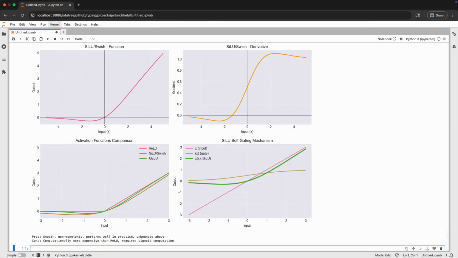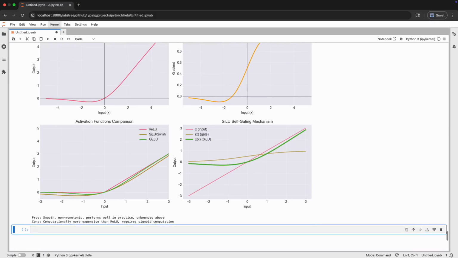The comparison shows Swish's smooth, non-monotonic shape similar to GELU, but with its own characteristics. The self-gating visualization clearly demonstrates how the sigmoid function acts as a gate, modulating the input. For negative values, the gate is nearly closed, while for positive values, it's nearly open. This creates the smooth transition and slight negative dip that characterizes Swish. Its effectiveness in vision models like EfficientNet has made it a popular choice for modern architectures.